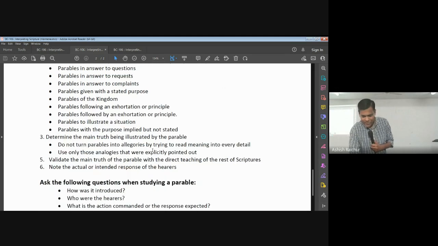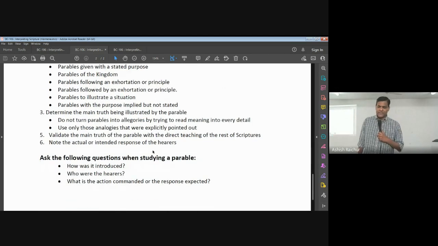All right. Number three, which is what we did. Determine the main truth being illustrated by the parable. Do not turn parables into allegories by trying to read meaning into every detail. Right? So don't allegorize it. Like the example I gave, don't say 9 o'clock group is this, 12 o'clock group is this. Jesus never said that. He never meant it. And don't read meaning into every detail.